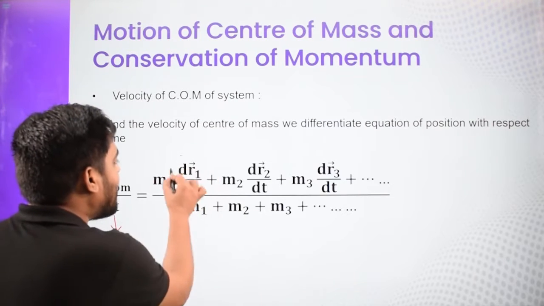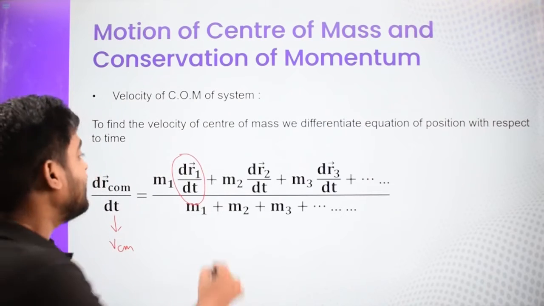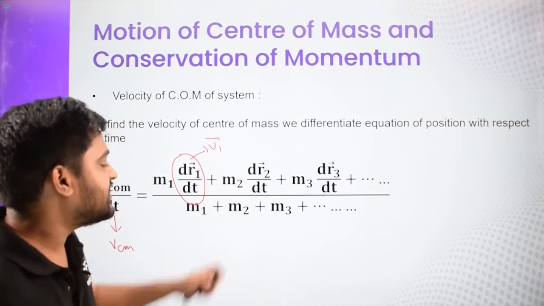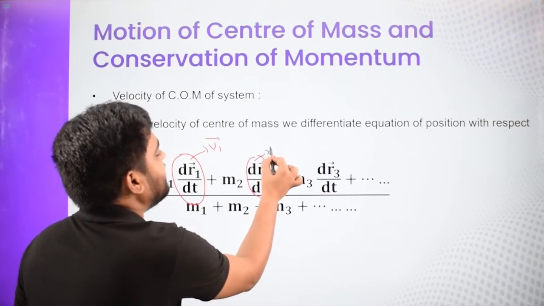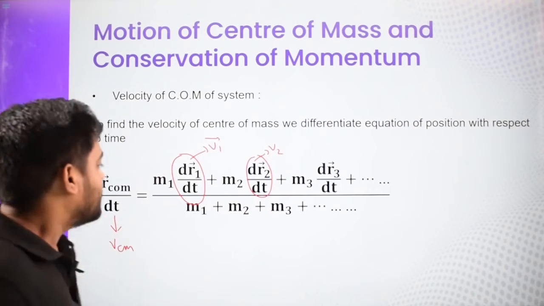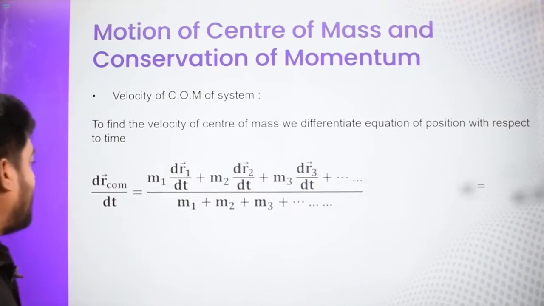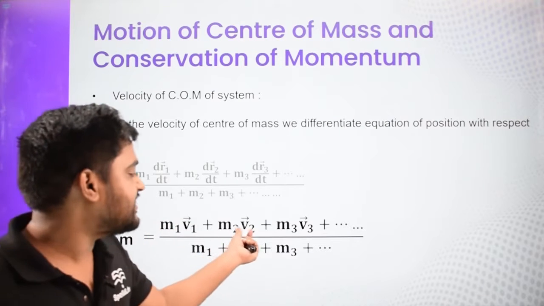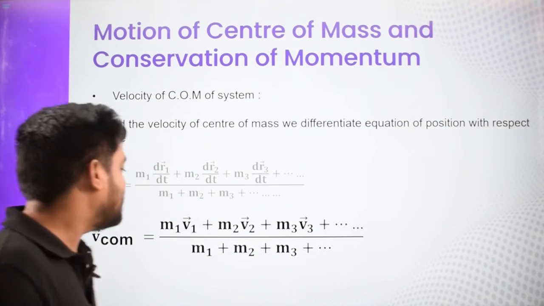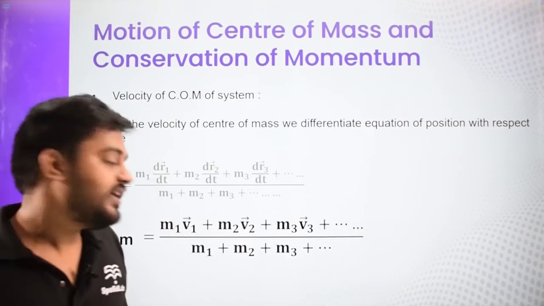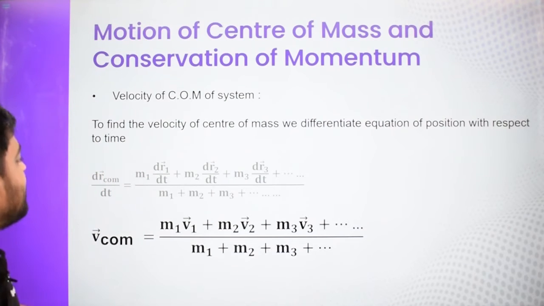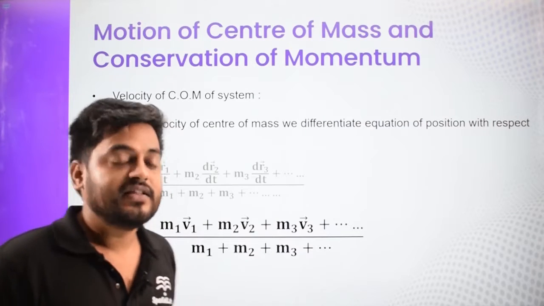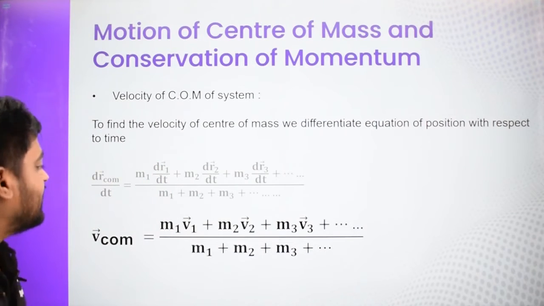So this will become dr1 by dt. What is dr1 by dt? It is basically v1, the velocity of the first particle. Similarly, this is v2, the velocity of our second particle, this is v3, and so on. So what will our formula become? The velocity of center of mass is m1 v1 plus m2 v2 plus m3 v3 and so on, divided by m1 plus m2 plus m3, so the sum of all the masses. The same thing we applied for r_CM can be applied for v_CM as well.